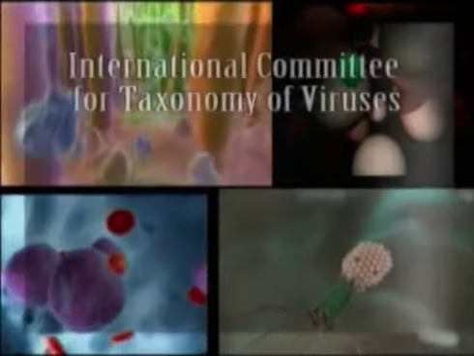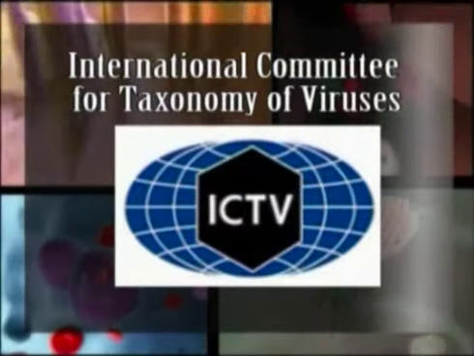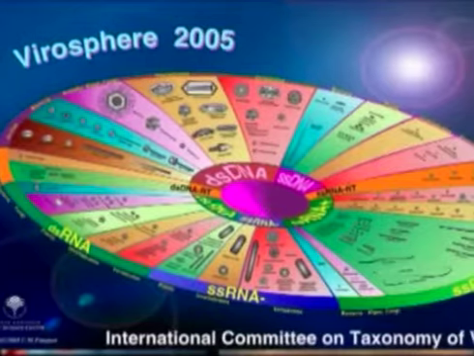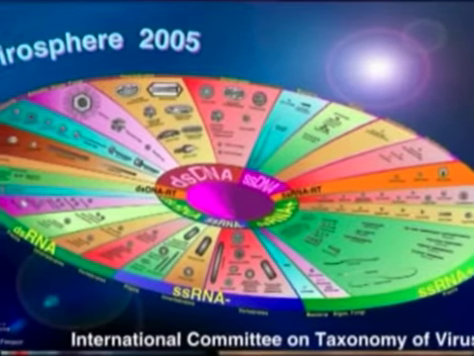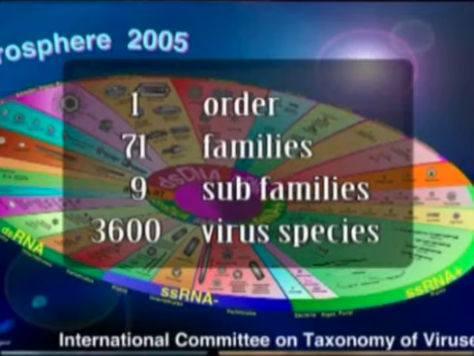The sixth report of ICTV, that is the International Committee on Taxonomy of Viruses, records a universal taxonomy scheme of viruses comprising 1 order, 71 families, 9 subfamilies and 164 genera, including 24 floating genera and more than 3,600 virus species.